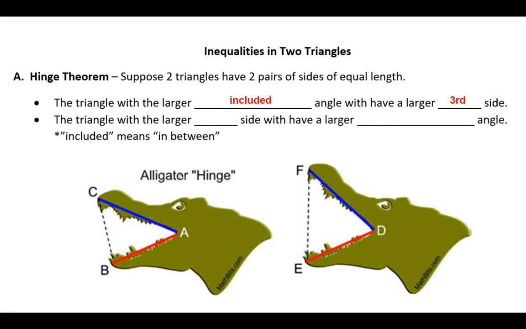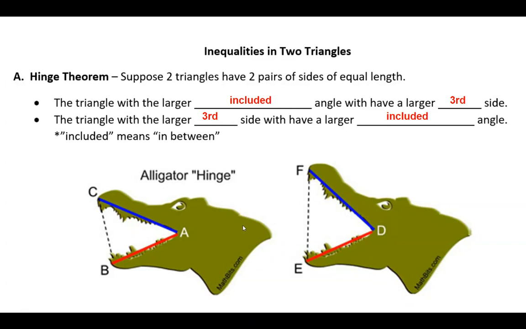So we have to think, what does included angle mean? It means the in-between angle. So right here, in between the two sides that we know. That's what we mean by included. Okay, so this obviously has the bigger angle right here, and it's going to have the bigger third side. Okay, we could go in reverse as well, the triangle with a larger third side. So this side right here is bigger. That means this angle here has to be bigger when we compare it to the other triangle that we have.